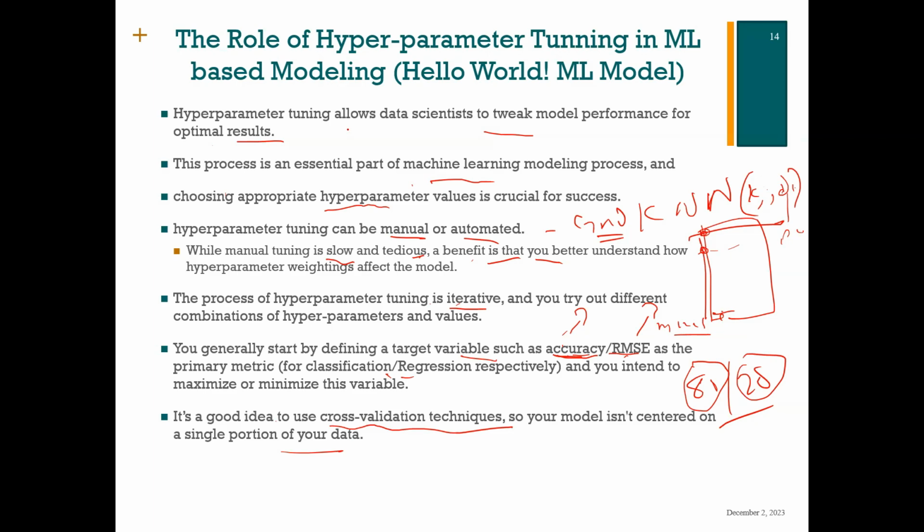So that's why the best practice is for you to, first of all, divide your data into two. Let's say 70%, then 30%. Keep this 30% out of it. Use this 70% for the hyperparameter optimization.